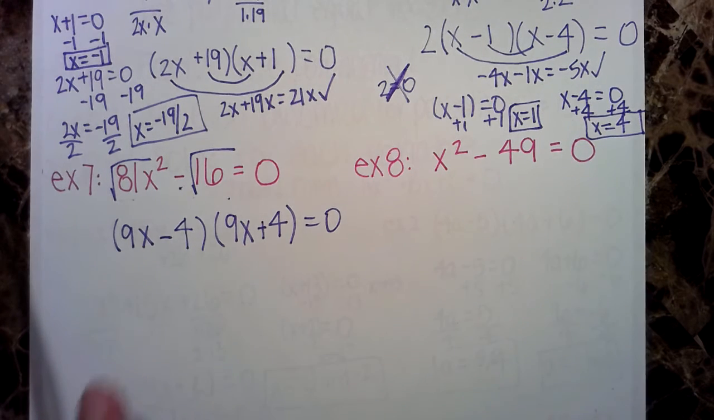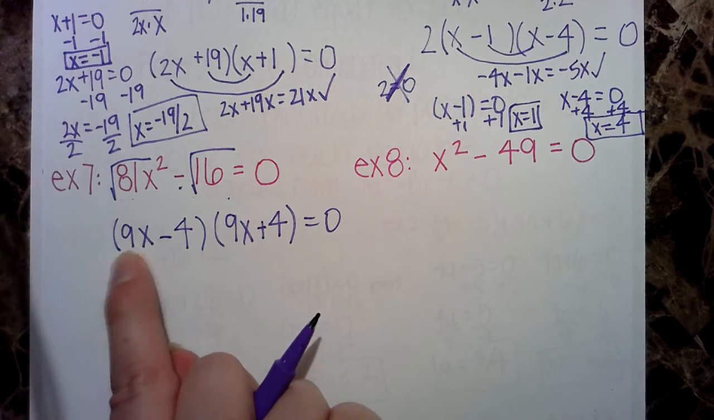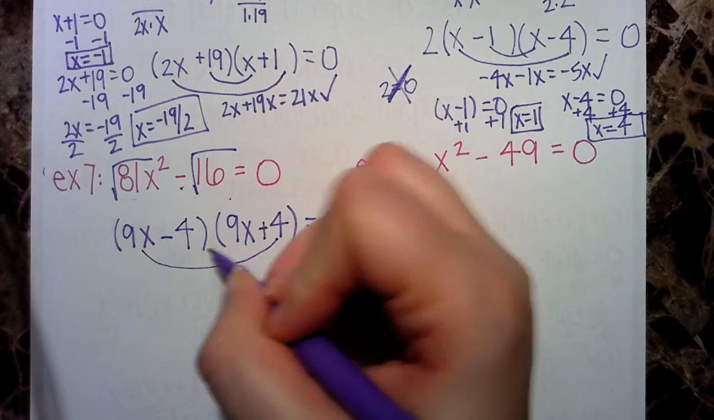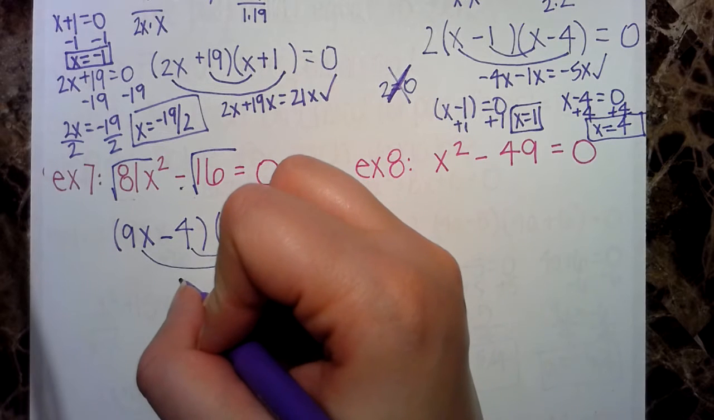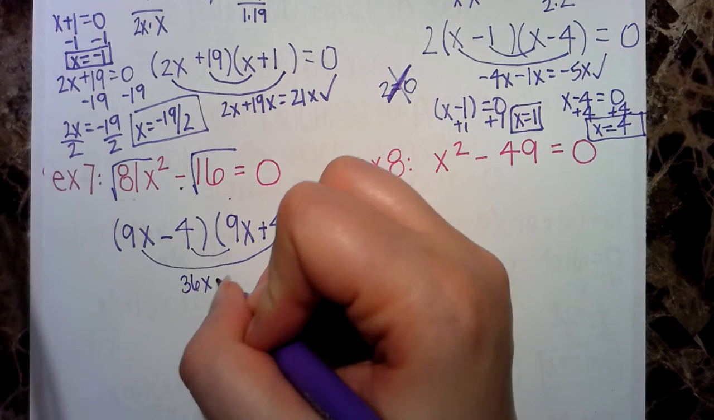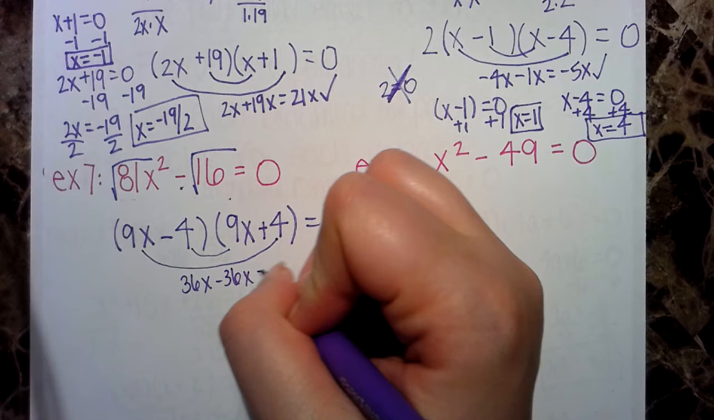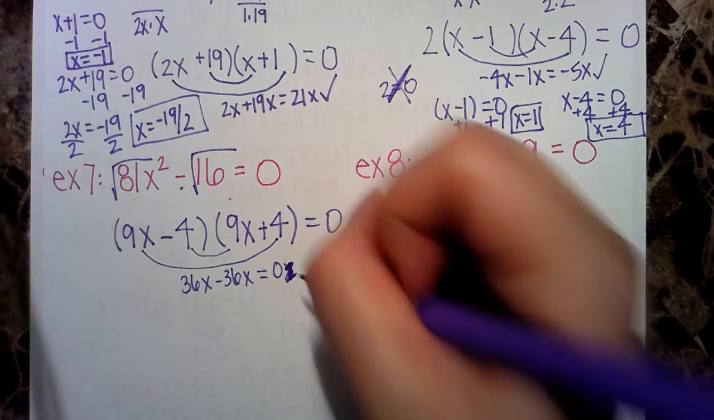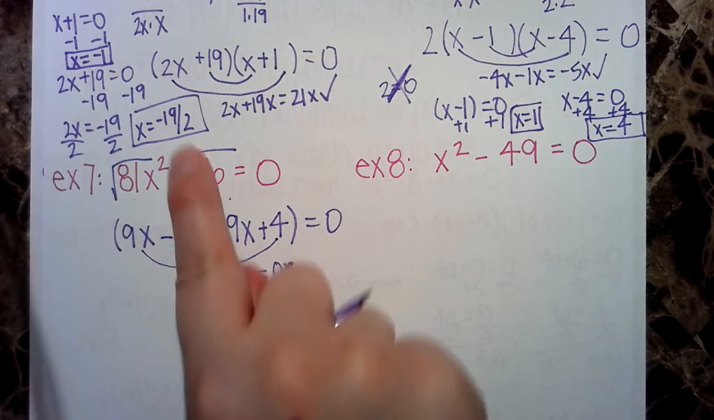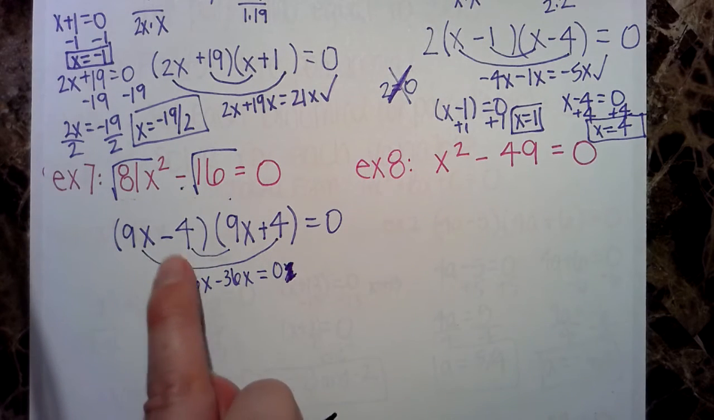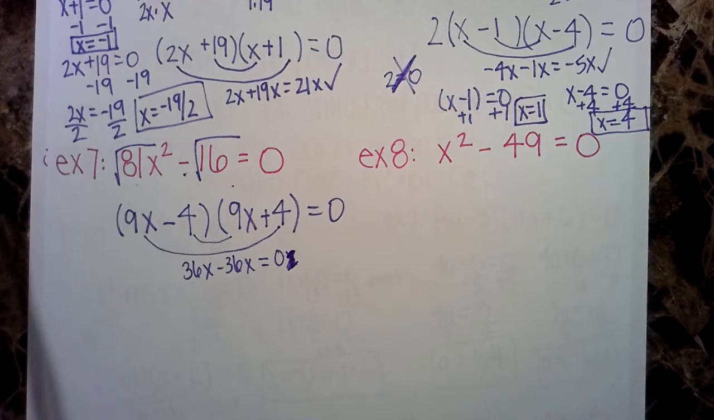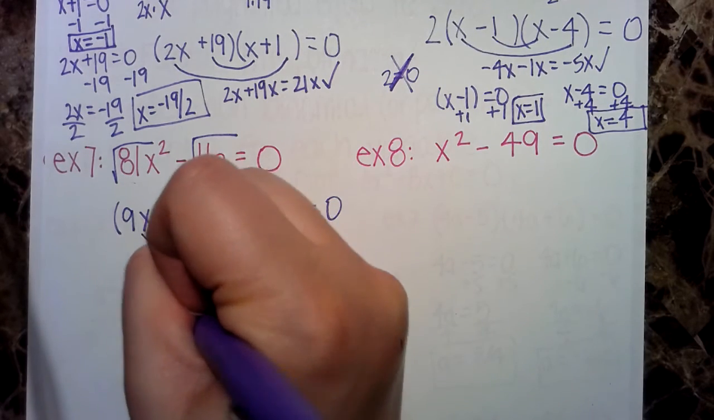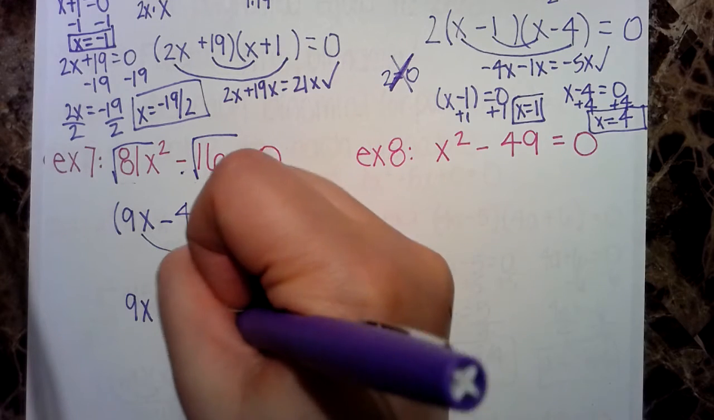You're going to notice if I actually multiply the outside and the inside terms, I get 36x and I get minus 36x and it gets 0x. And that's what I got here, or just 0. I don't even want to include that. I get that 0. So I don't have a b value. So this is my correct answer. But to find out what the x values are, I'm going to set them both equal to 0.